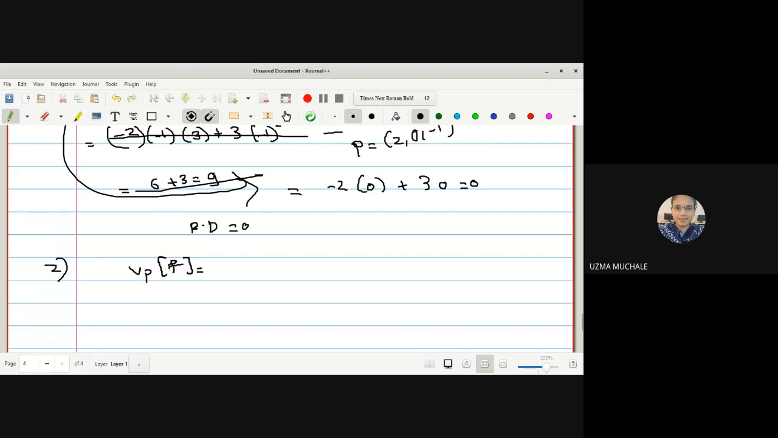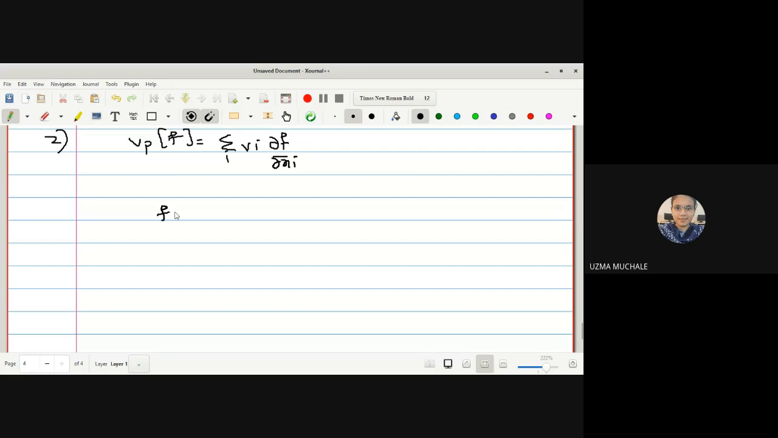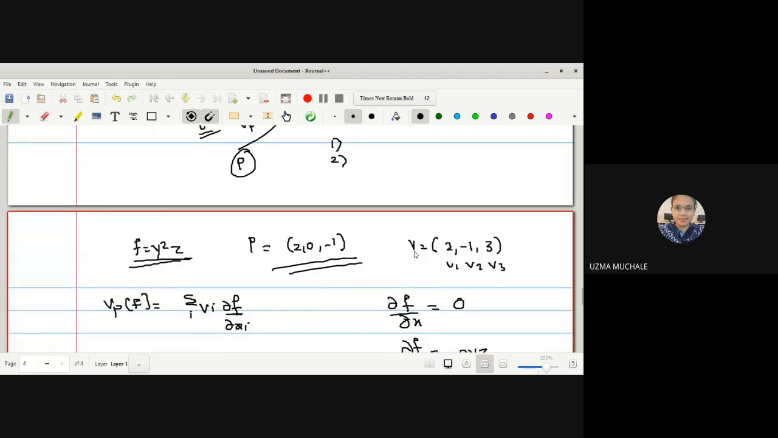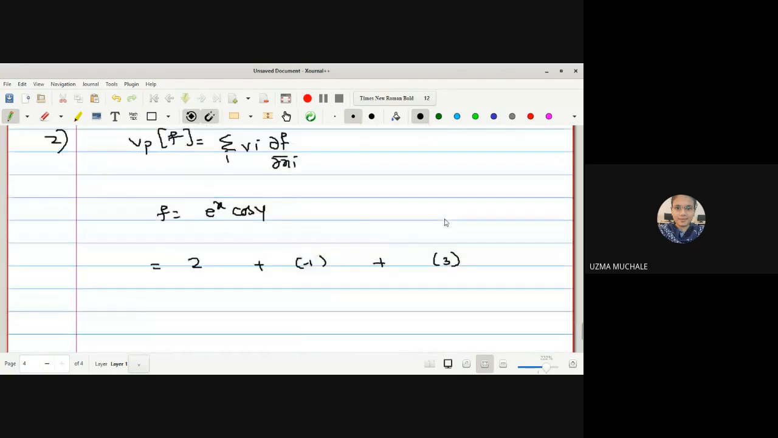The directional derivative is equal to summation over i of vi dou f by dou xi. For that we know the function f. What is your function f given to us? e raised to x into cos y. Okay, what is the derivative of the function? First we will write down v1, v2, v3. What is your v1, what is your v2? v2 is minus 1, and what is the value of v3? It is 3. These are coordinates of your vector v: 2, minus 1, 3. Okay.